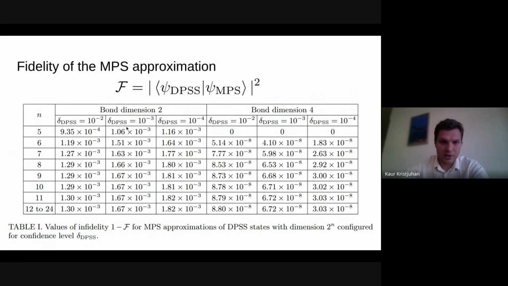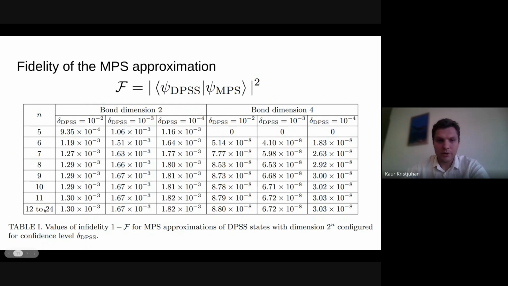Now, here in this table, I have written 1 minus the fidelity. So a very small number is a very good approximation. And here, as you can see, we have bond dimension 2 and bond dimension 4 for a variety of different parameters. This delta is the confidence level that you might want. So delta equals 10 to the minus 2 corresponds to a 99% confidence level. And n is the number of qubits in the control register.